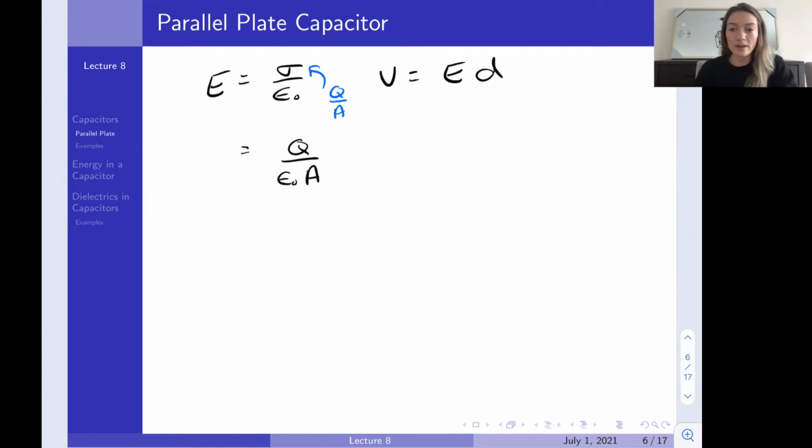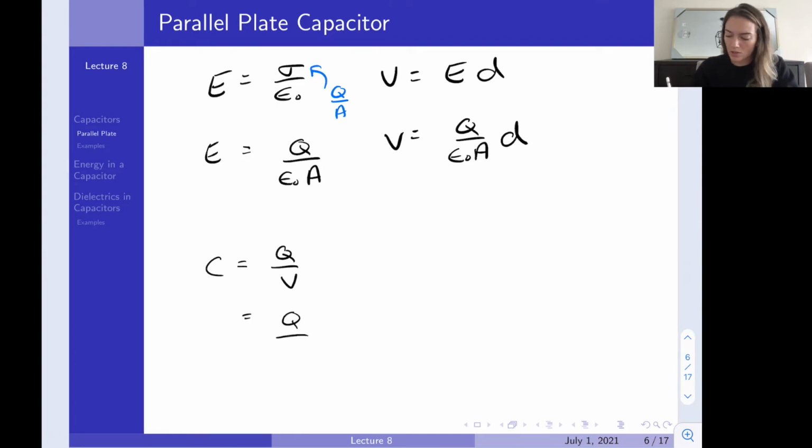And now I can also rewrite the potential in that way. So the potential I can rewrite as Q over epsilon naught A times the distance between them. So I just replace the electric field here with this. And now my previous equation for capacitance was Q over V. So now let me replace this V with what I have here. So that's Q over Q D over epsilon naught A. So this is all in the denominator here.